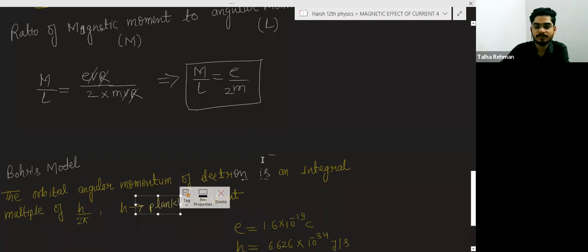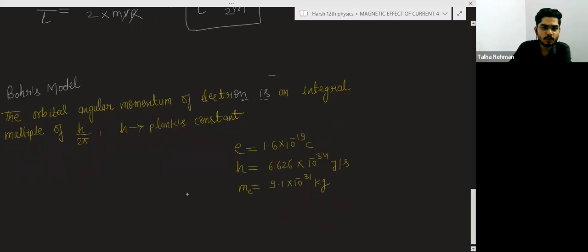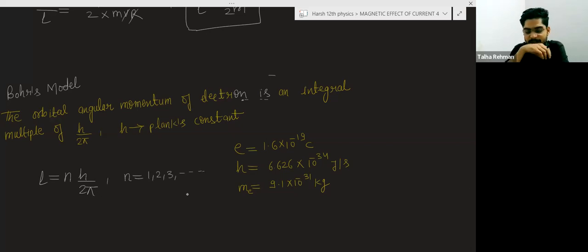So this is the Planck's constant, and e represents the charge on the electron. Charge on the electron is 1.6 into 10 to the power minus 19 coulomb. Planck constant is 6.626 into 10 to the power minus 34 joule second. Mass of electron is 9.1 into 10 to the power minus 31 kg. According to Bohr's model, the orbital angular momentum is an integral multiple of h upon 2 pi, so n can be 1, 2, 3, any integer.